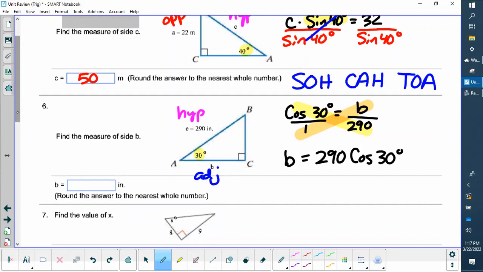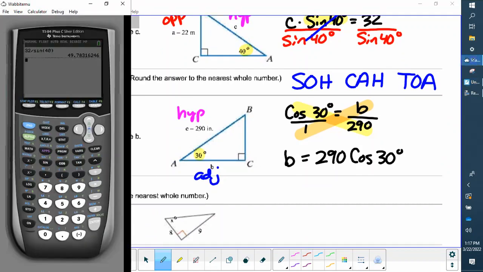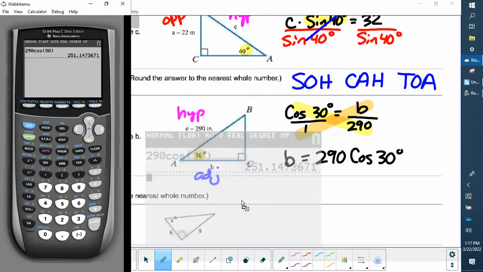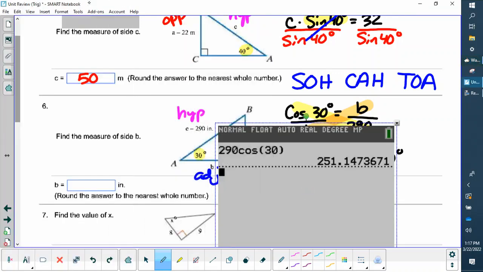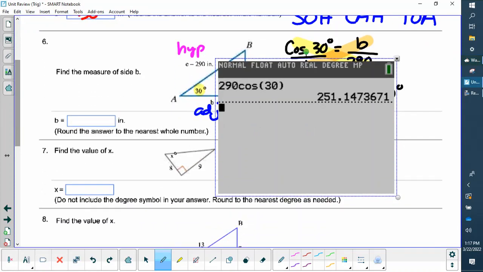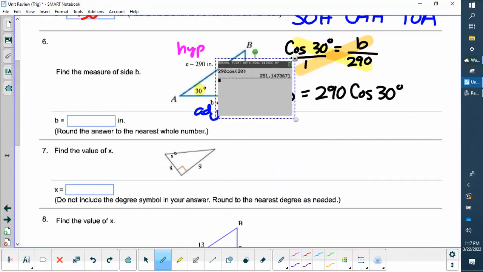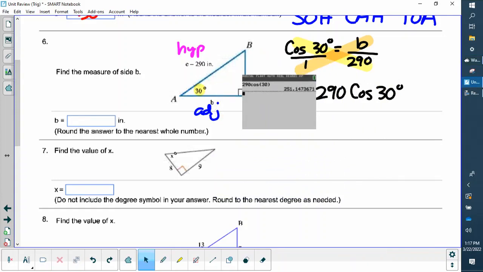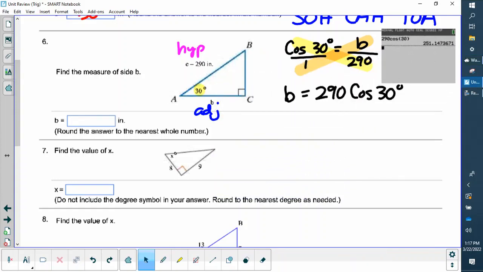Okay, let's use our calculator. Clear, 290 cosine of 30. And I get this. Let me pull it off here and shrink it down a little bit so it's out of my way. And maybe I'll slide it right there. Okay, again, round to the nearest whole number. Just to the right of the decimal is a 1, so that's going to stay 251.